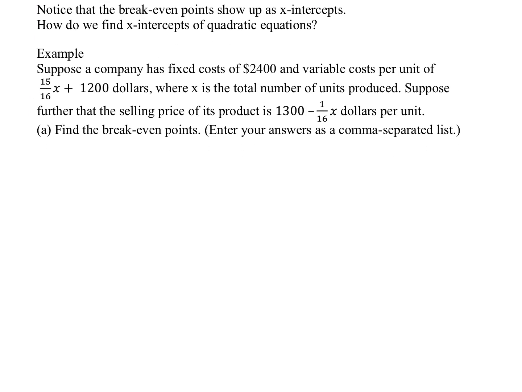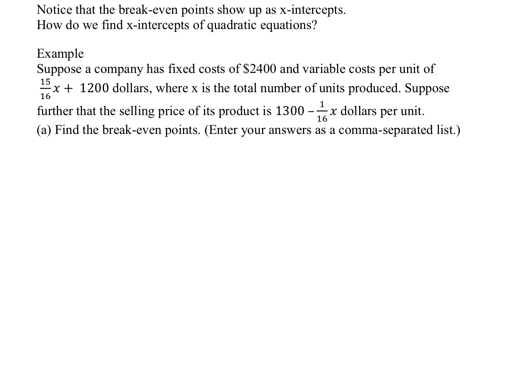So suppose a company has fixed costs of $2,400 and variable costs per unit of this many dollars. Here, x is going to be the total number of units produced. Suppose further that the selling price of the product is this, so we have a price function given to us. We want to do a couple of things, but we're going to start by finding the break-even points.